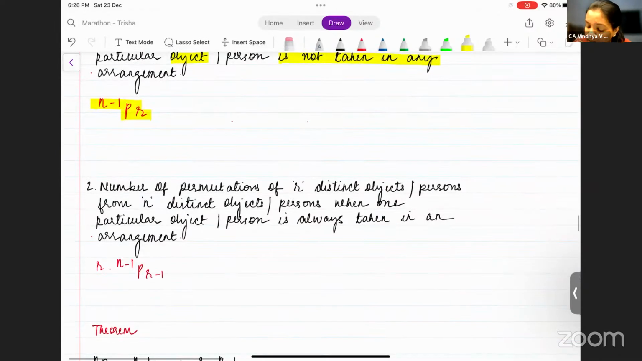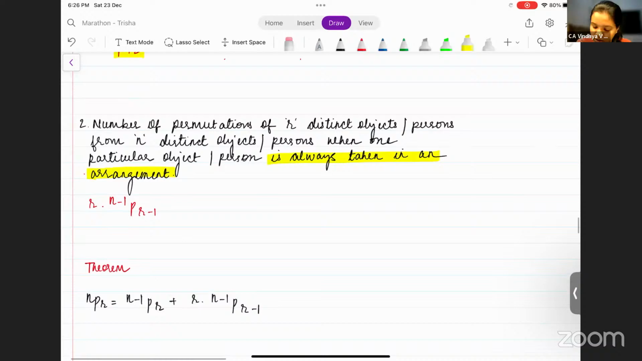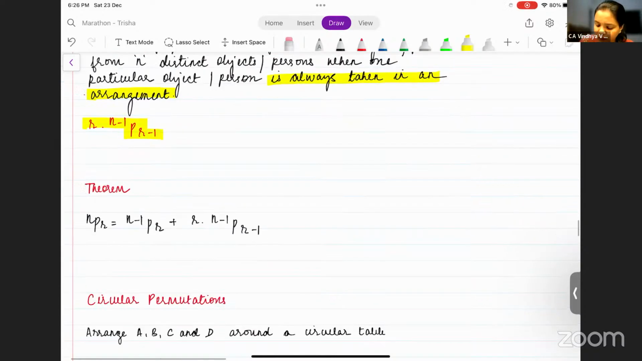Okay, and here when one particular person is always taken in any arrangement, always considered, the formula is r into (n minus 1)P(r minus 1). And if you add the two, that is (n minus 1)Pr plus r into (n minus 1)P(r minus 1), you will get nPr.